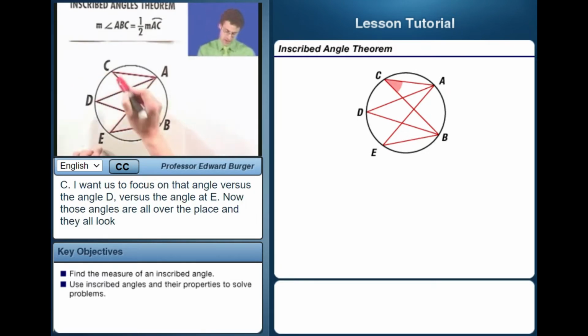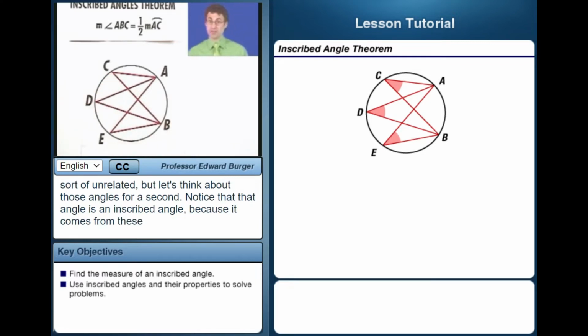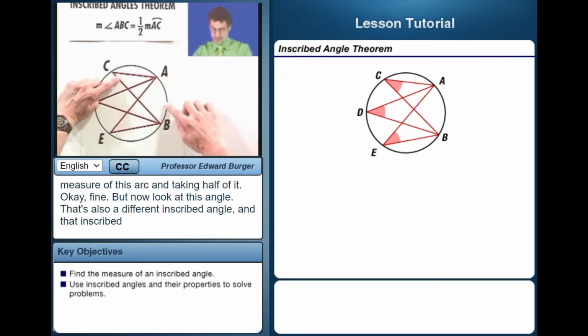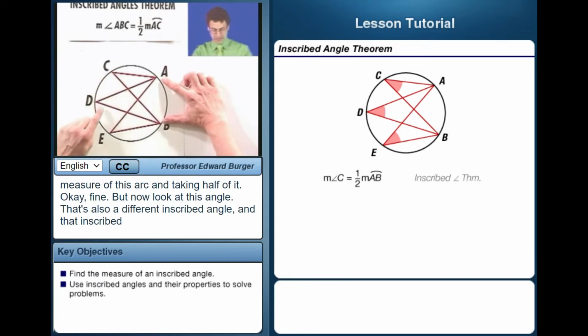I want us to focus on that angle versus the angle D versus the angle at E. Those angles are all over the place, and they all look sort of unrelated. But let's think about them for a second. Notice that angle C is an inscribed angle, because it comes from these two chords. Those two chords span out this particular arc. So we could find the measure of this angle by taking the measure of this arc and taking half of it.